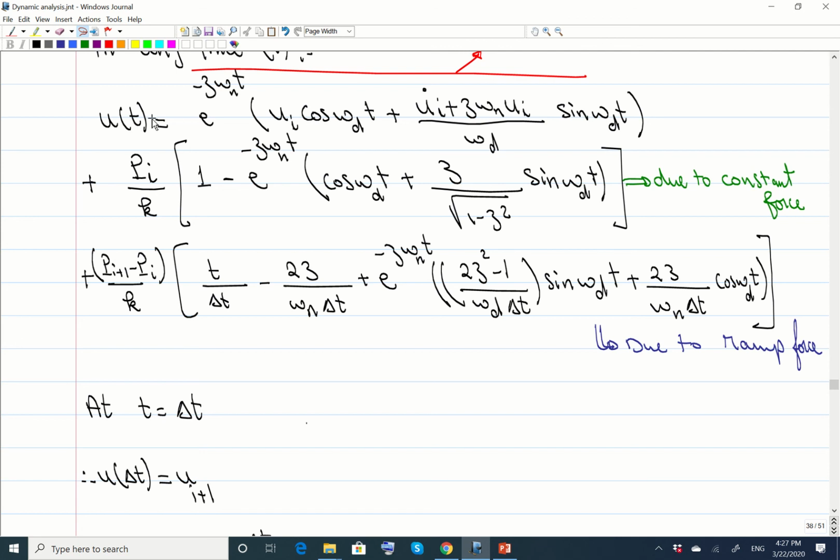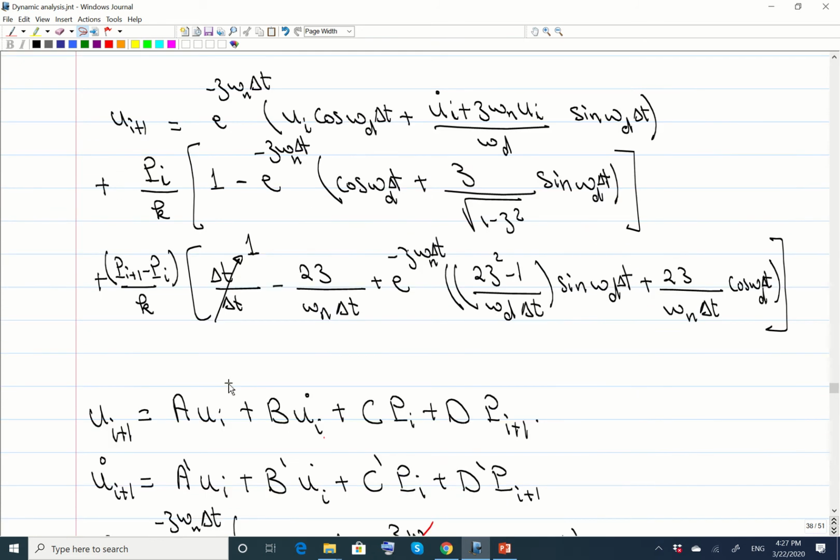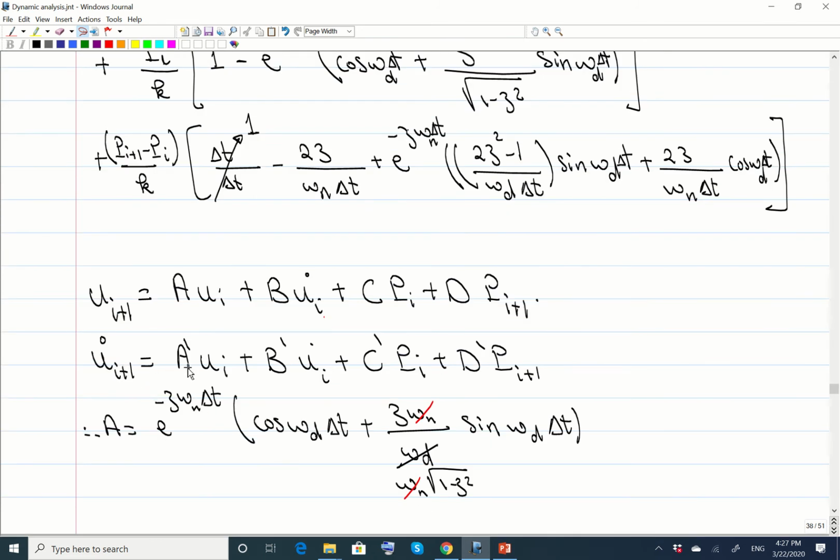You put t equal delta t, that will give you the velocity at the end of the time step, which is u dot i plus 1. Again, u dot i plus 1 will be some factor a prime multiplied by ui, plus some factor b prime multiplied by ui dot, plus some factor c prime multiplied by pi, plus some factor d prime multiplied by pi plus 1.